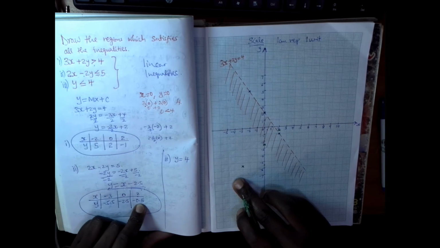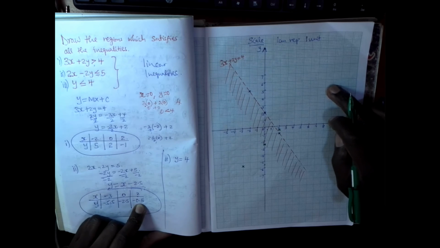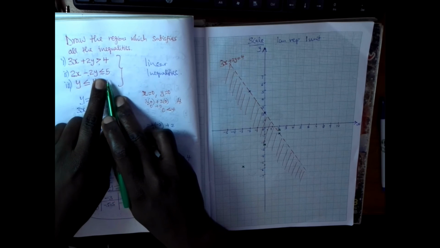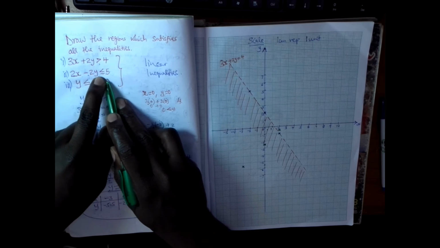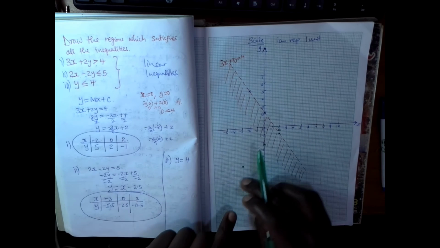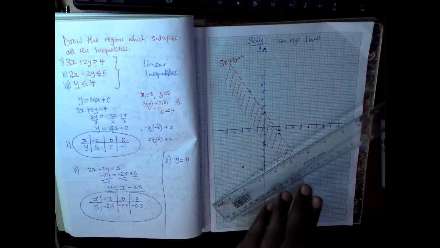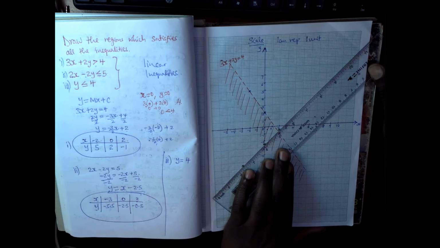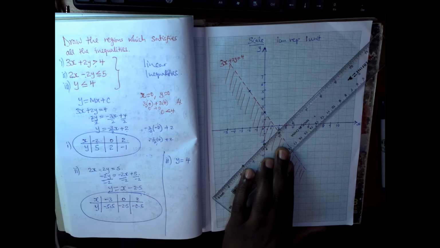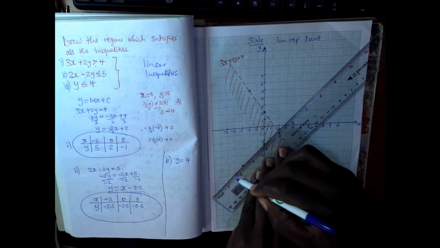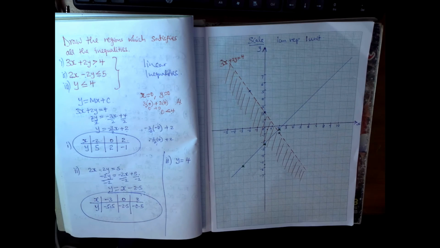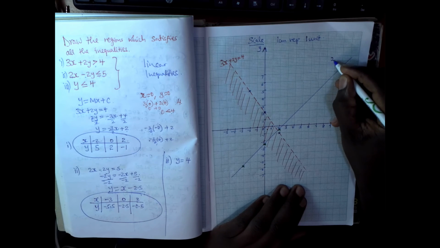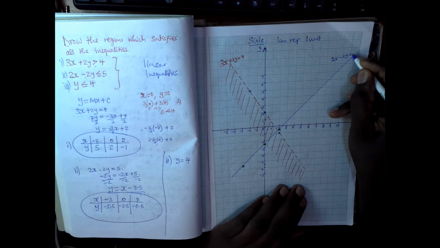Then from there we are going to use a straight line to join those points. But we need to ask ourselves from the inequality, we have less than or equal to. So any point on that particular line is included. So we draw a complete line. And this line is 2x minus 2y is equal to 5.